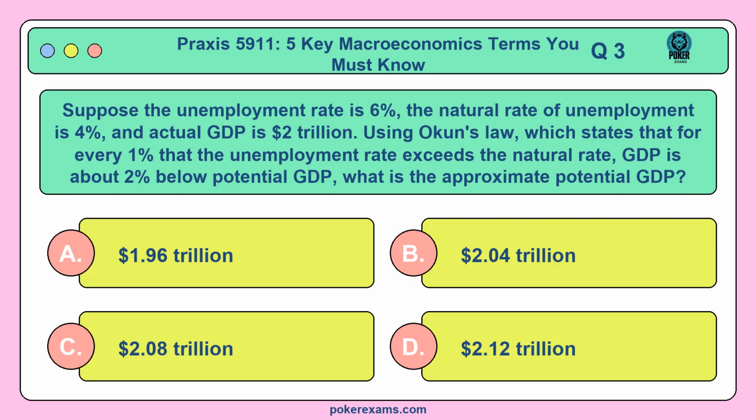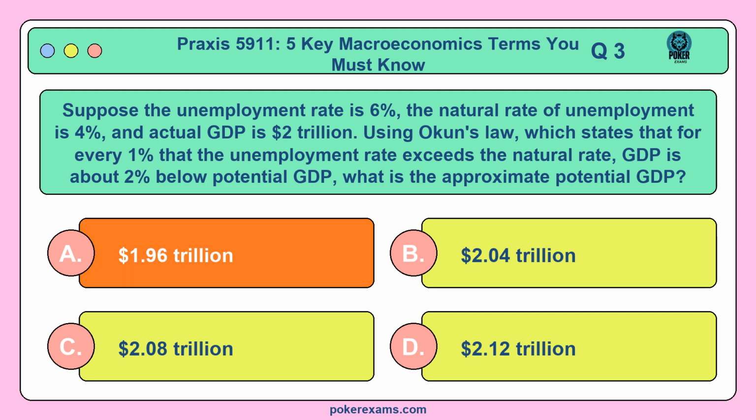Question 3. Suppose the unemployment rate is 6%, the natural rate of unemployment is 4%, and actual GDP is $2 trillion. Using Okun's law, which states that for every 1% that the unemployment rate exceeds the natural rate, GDP is about 2% below potential GDP. What is the approximate potential GDP?